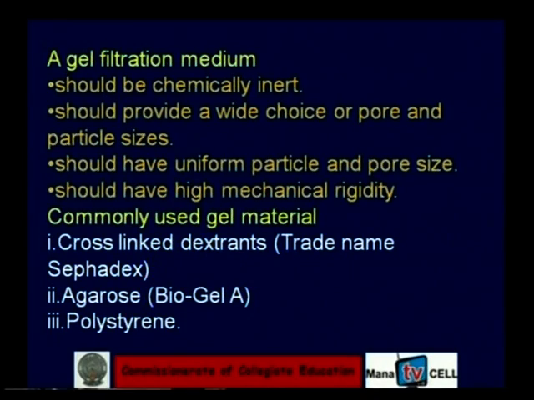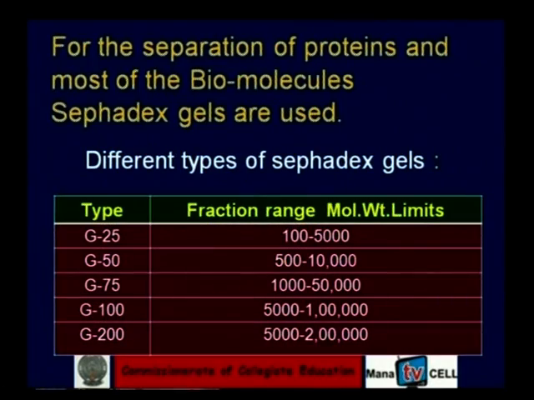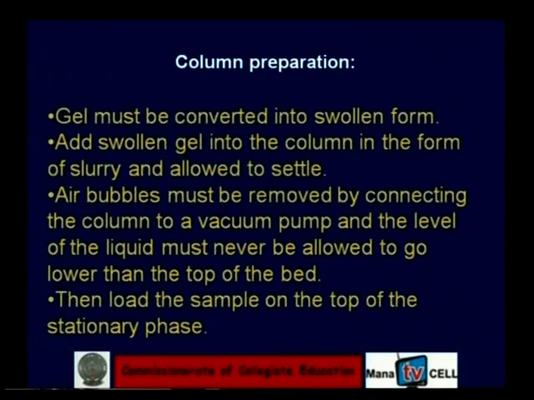Here the gel acts as a stationary phase. The gel should be chemically inert, should have high mechanical rigidity, and should have uniform particle and pore size. Commonly used gels are dextrans, agarose and polystyrene. For the separation of proteins and biomolecules, we use Sephadex gels. Based on the samples, Sephadex gels are of different types. Here I am representing the types of Sephadex gels: G25, G50, G75, G100 and G200.